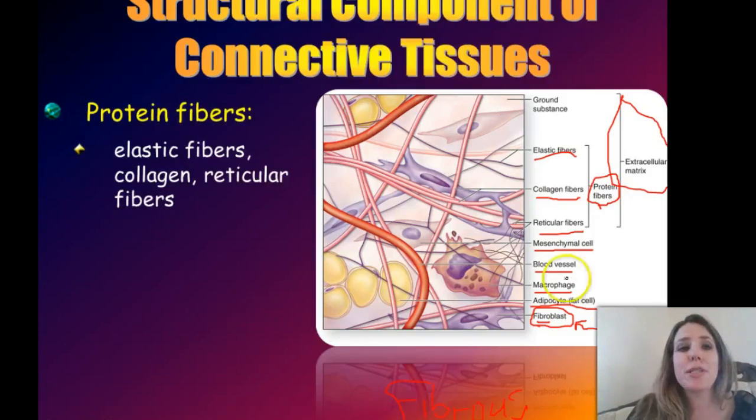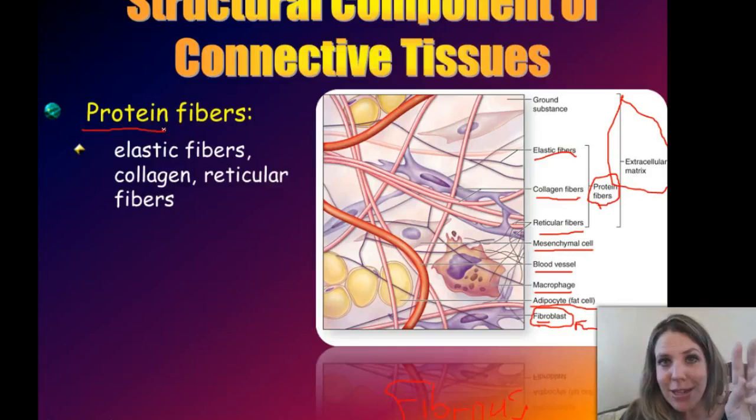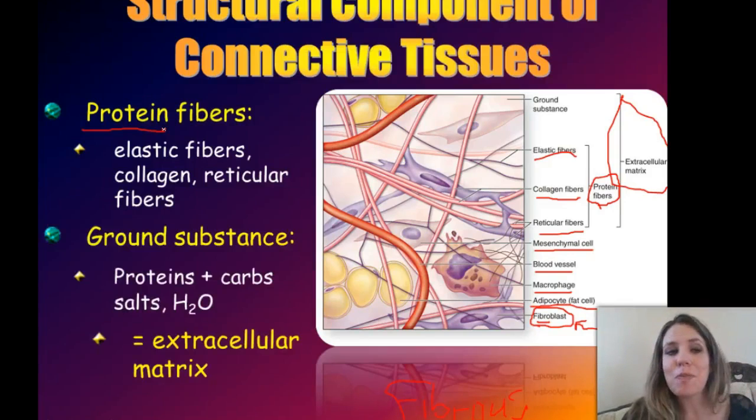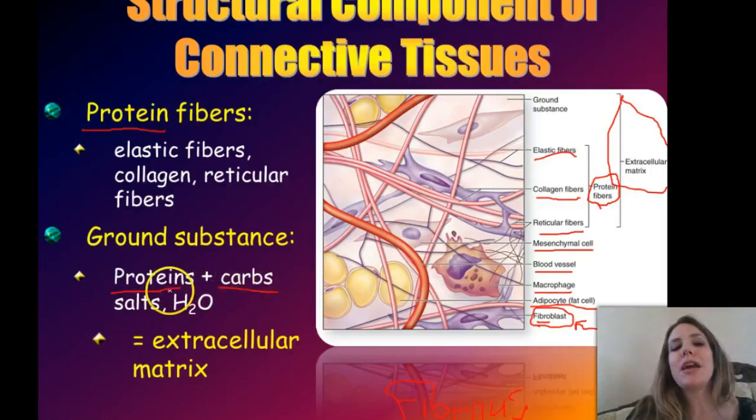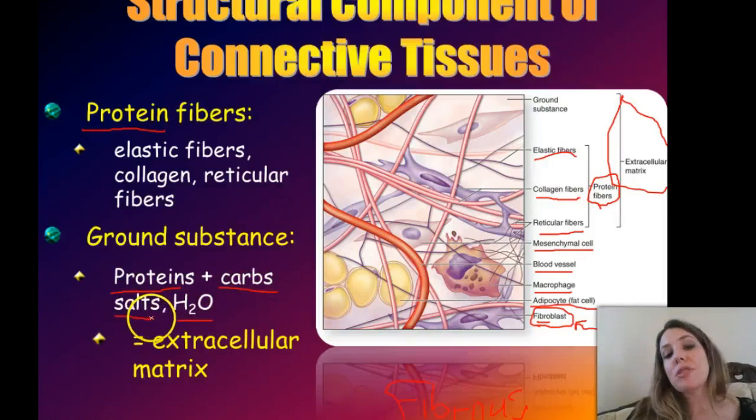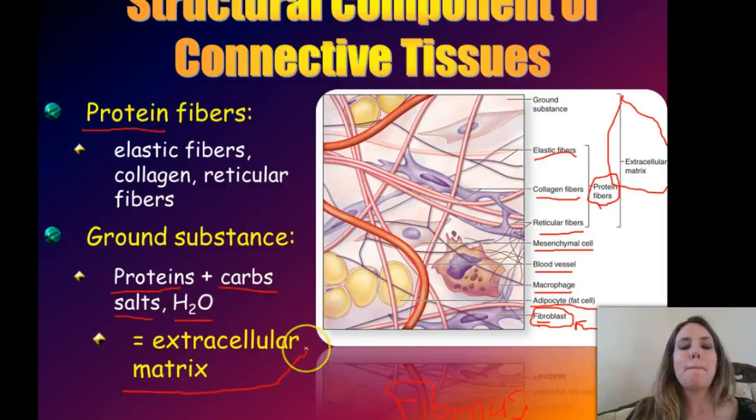Okay, so just to summarize again, we have our protein fibers. These are elastic fibers, collagen fibers, and reticular fibers. So say that with me: elastic, collagen, and reticular. You have your ground substance, which is made up of compounds. So we got proteins in there, we got complex carbohydrates in there, you have fluid like water, of course, and you also have some salts in there. So this ground substance with our protein fibers creates our extracellular matrix.